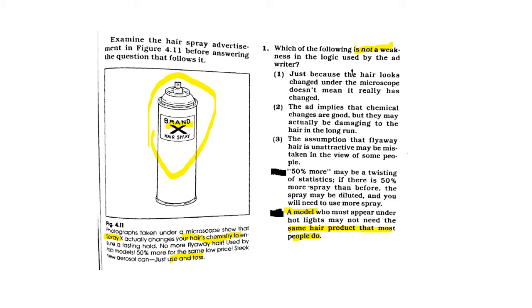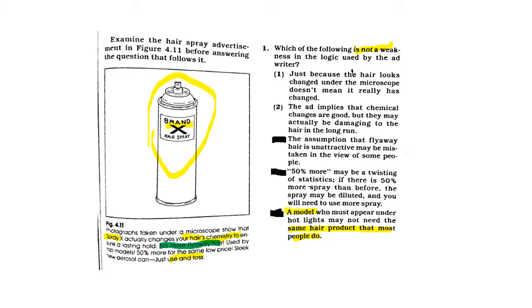Number 3, the assumption that flyaway hair is unattractive may be mistaken in the view of some people. So flyaway hair means like if you've been on a motorbike and your hair is flying backwards. When you get off the motorbike, your hair has changed design. Some people might think this looks very attractive. Other people might think, ew. But the advertisement is assuming no more flyaway hair. This assumes that everybody has the same opinion, that nobody likes that look. So that's also a weakness because not everybody has the same idea about what looks good.